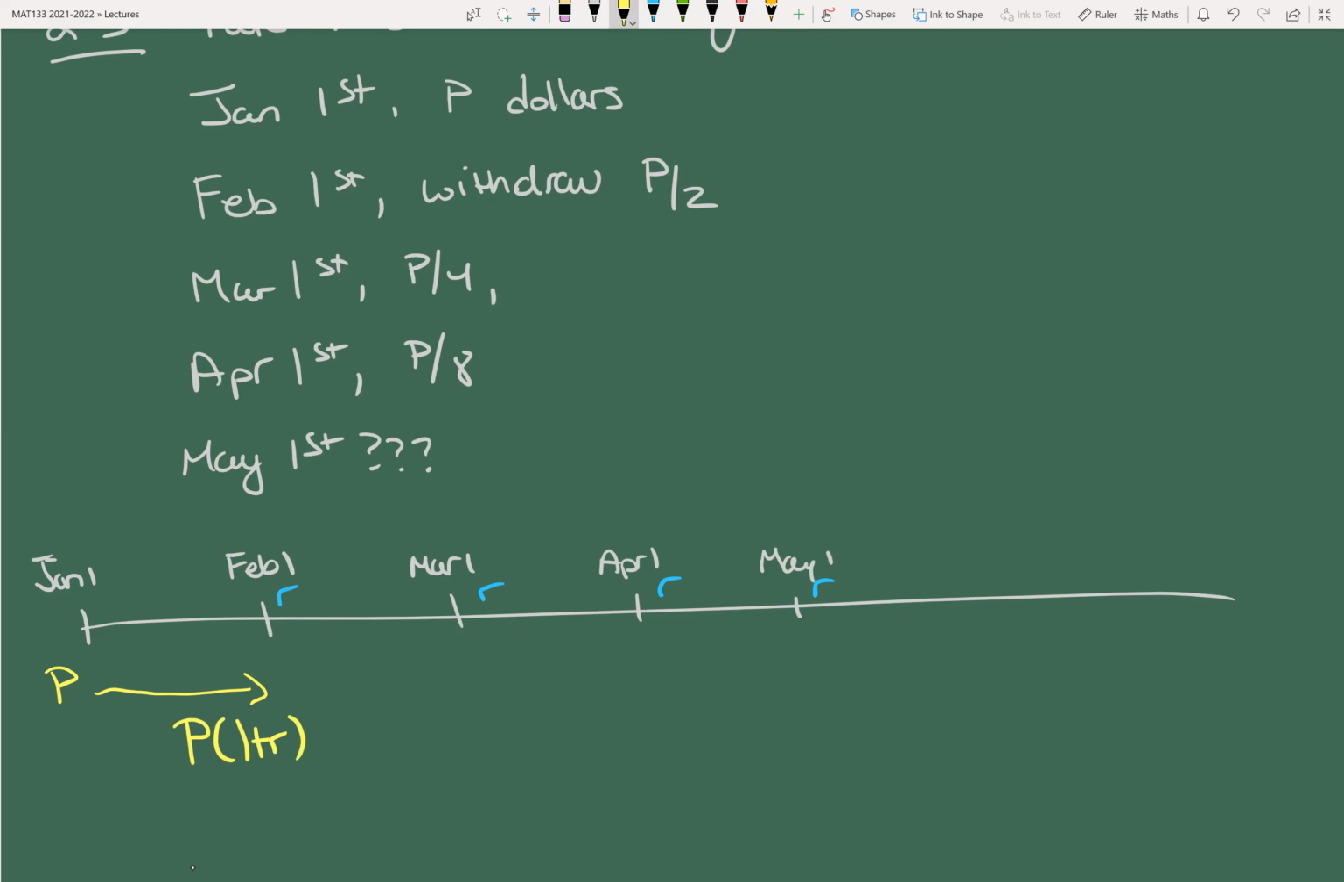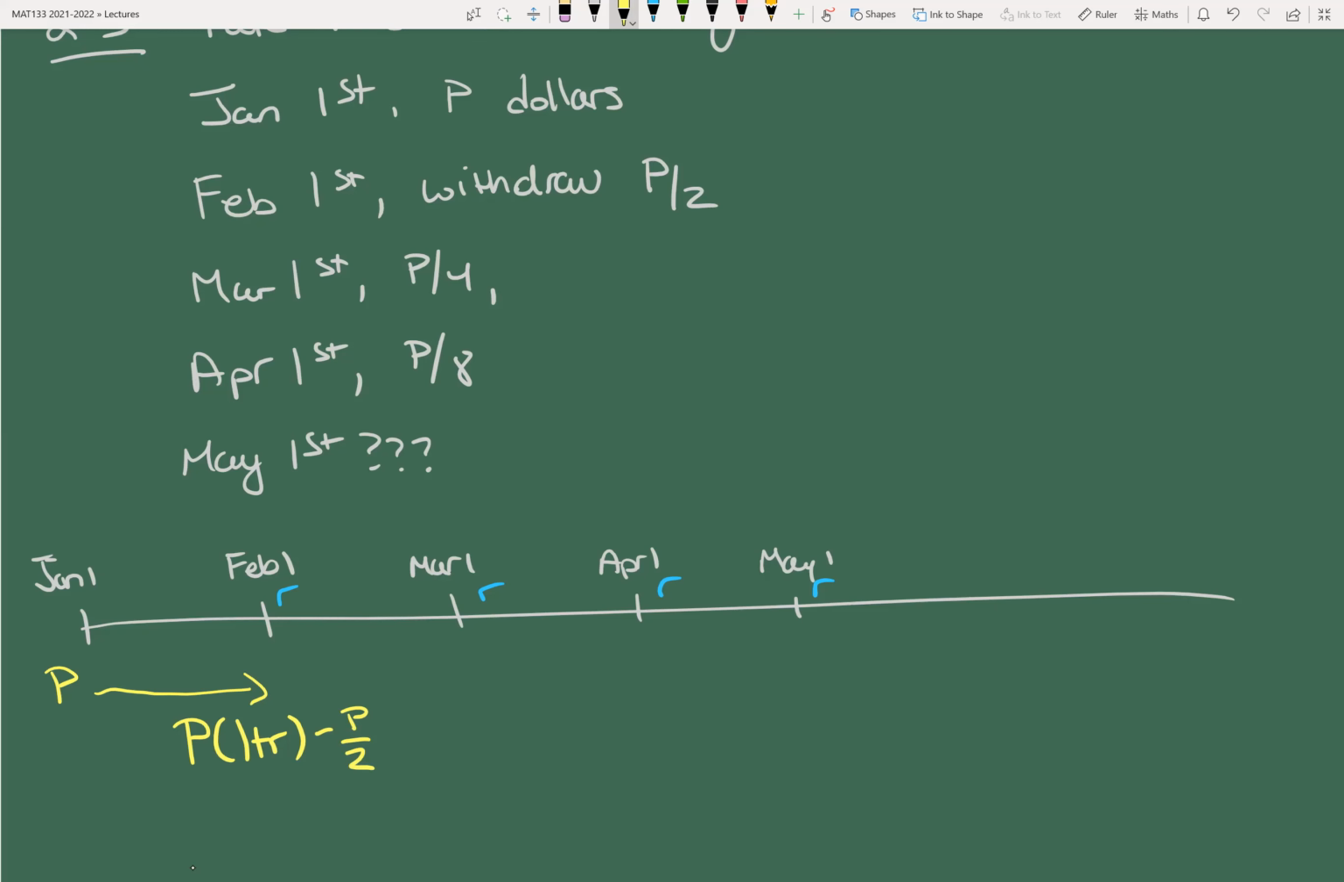Now the question says that I'm going to withdraw P over 2 here. So if I withdraw P over 2, how much money is in the account? This is the critical bit that I think most people make a mistake on. Exactly. Beautiful. So we're going to withdraw. And when we withdraw, you subtract. Some people were dividing the number on the left by 2 instead of subtracting P over 2.